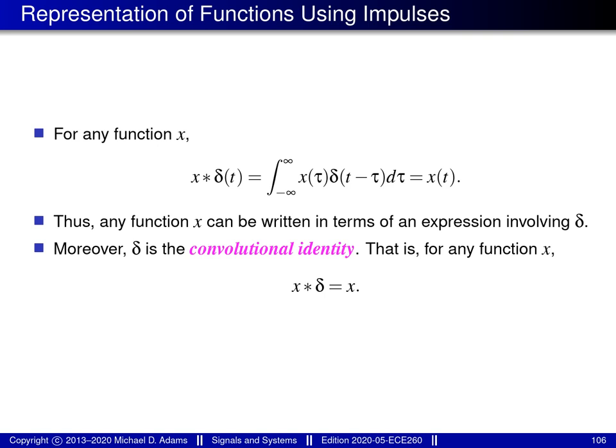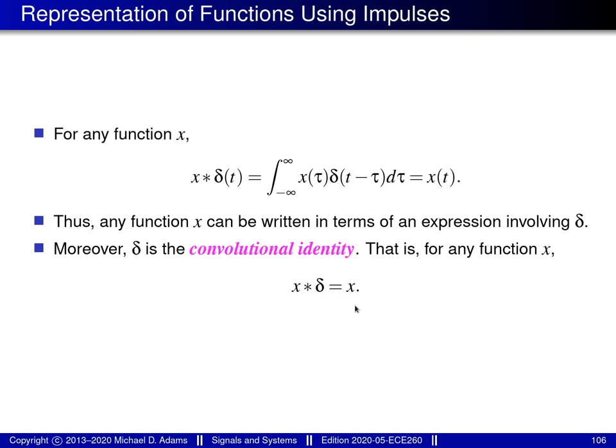Because convolution is so important, we might ask the question, is there a convolutional identity? This is probably a very useful thing to know if such a thing exists. And in fact, there is a convolutional identity, and this is essentially what's being introduced on this slide. For any function x, this particular relationship here is satisfied. Essentially what this is saying is that the delta function is the convolutional identity. Because if I take any function x and convolve it with delta, I just get x. In other words, convolving a function with delta doesn't change anything. You just get back what you started with.